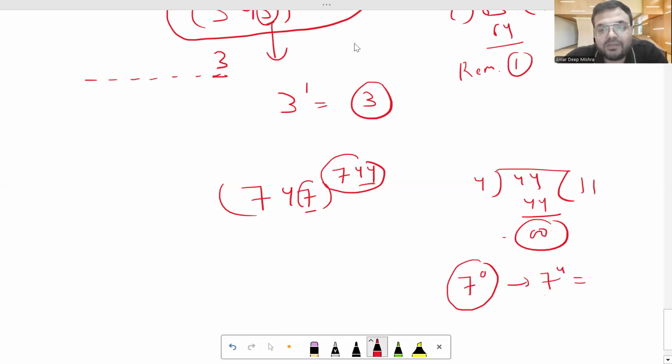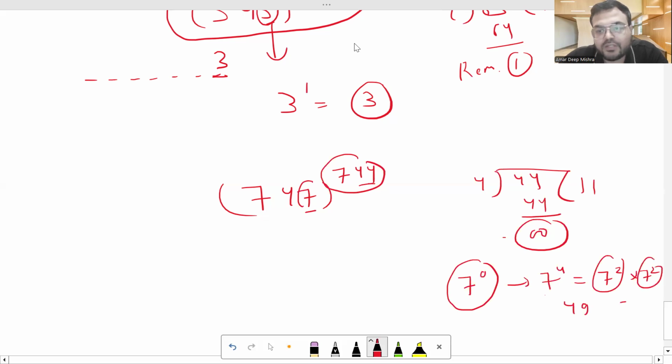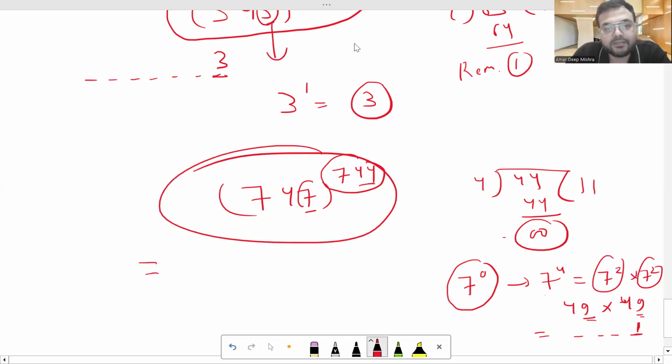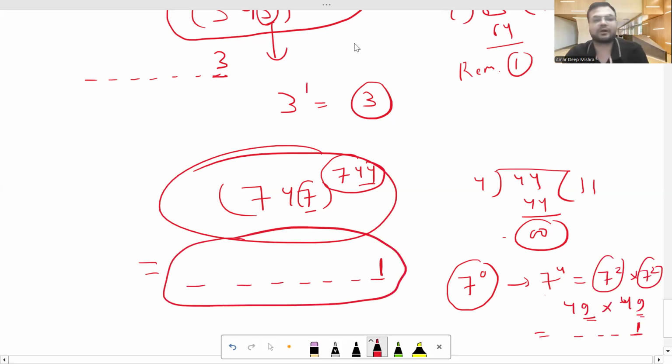So 7 power 4 means what? 7 square into 7 square. Now 7 square is 49, and 7 square is 49. So if you multiply these two, at the unit place what will you get? 9 into 9, that is 81. So 81 means 1 at the unit place. So that means if you expand this, you will be getting 1 at the unit place, right? I hope this is clear to you all.